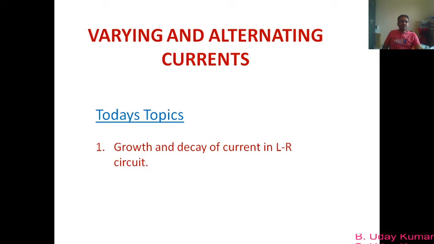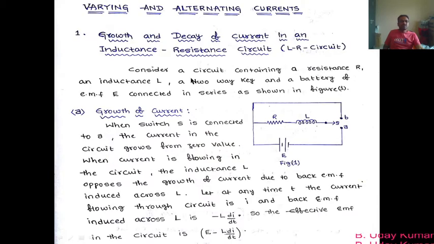You all know that in our last video we started a chapter which is varying and alternating currents. So in our last video we started the topic of the growth and decay of current in an LR circuit. This topic was incomplete, and today we will try to complete this topic. Okay, fine. So this is an LR circuit that we have considered.